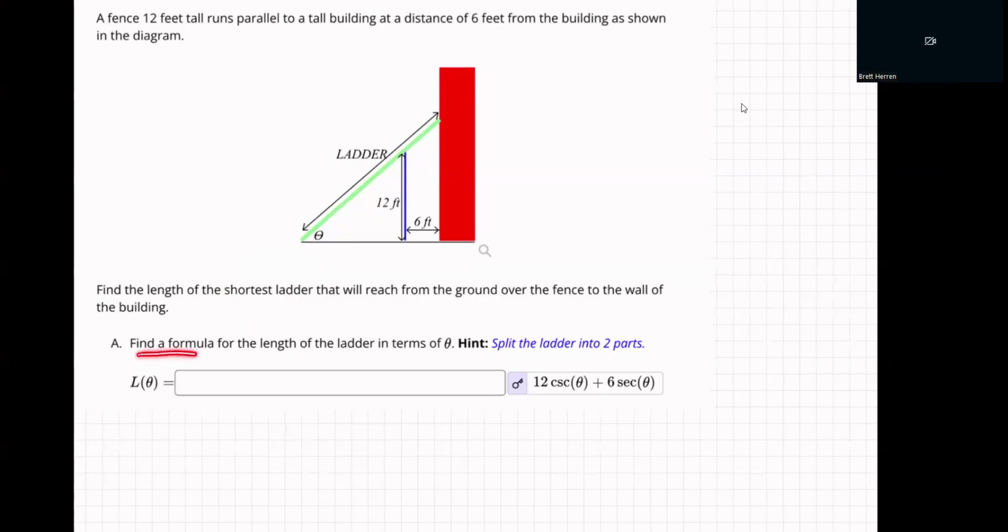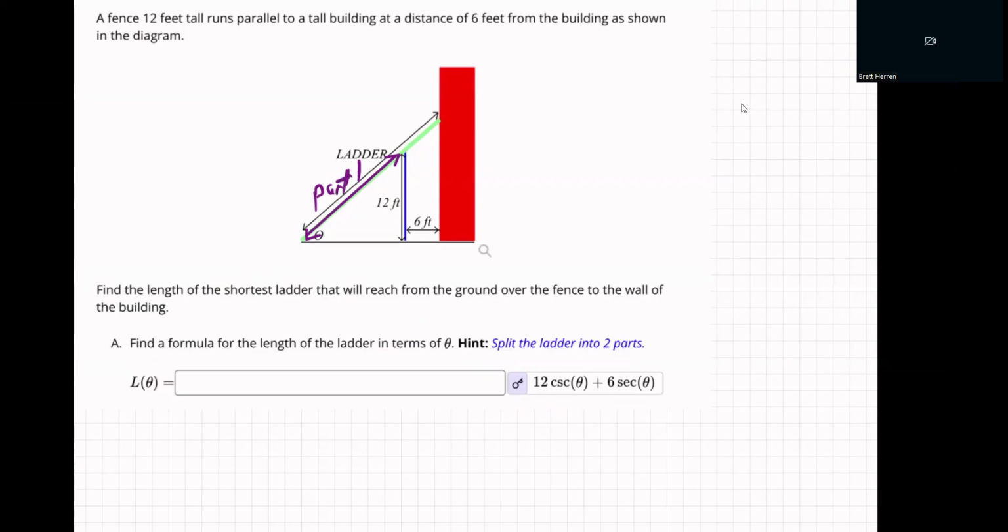It says, find a formula for the length of the ladder in terms of theta. So they put an angle theta in there for us. Hint, split the ladder into two parts. There's the answer. How'd they get that? Well, what they did is they said, okay, let's find just this part right here. Just that. That'll be part one. This is part one of the ladder. And then we'll do the other part, part two, in a second.